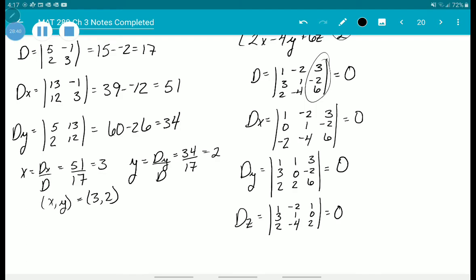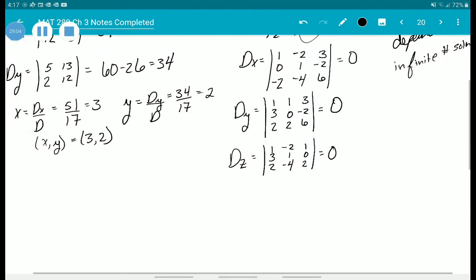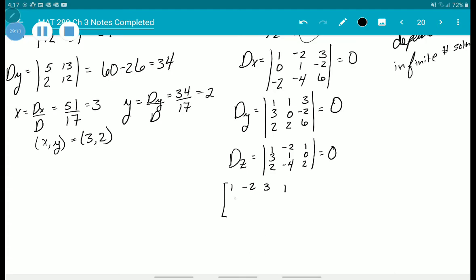So this is one of those weird ones. We ended up getting 0 for everything. So 0 for everything means it is consistent and it's dependent. So we have an infinite number of solutions. So the only way we can solve this is to actually do row reductions. So we're going to take that augmented matrix and do some Gaussian and Gauss-Jordan elimination.